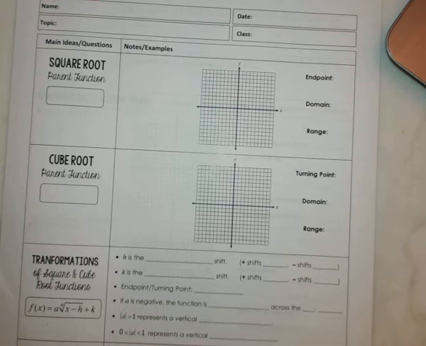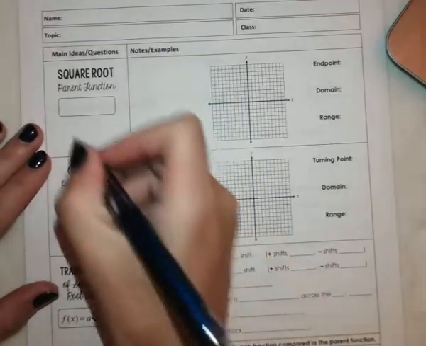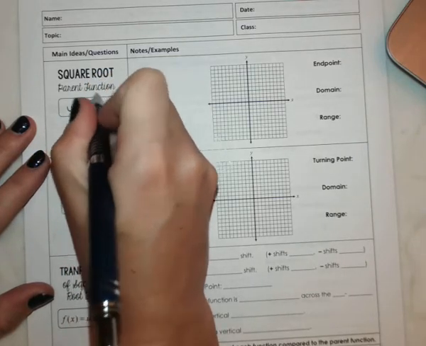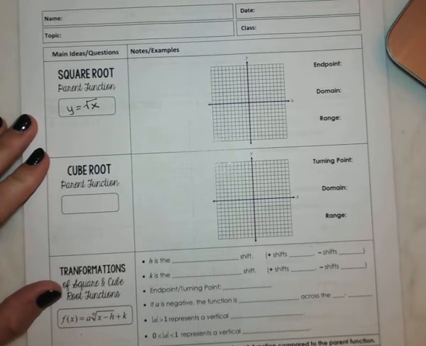Alright, today we're going to look at graphing square root and cube root functions, focusing on the square root. So go ahead and pull up Desmos and graph the function square root of x. Remember, the parent function is the most basic form of a graph without any shifts or transformations.